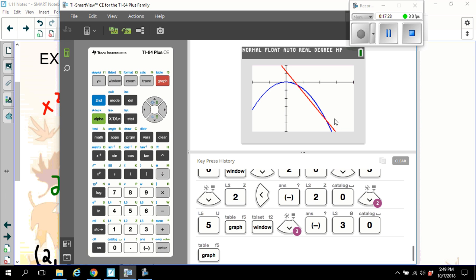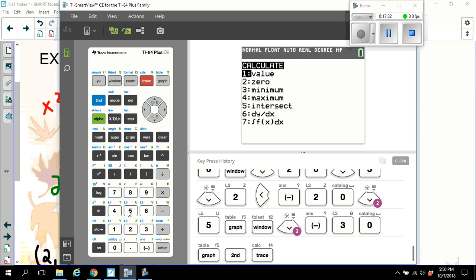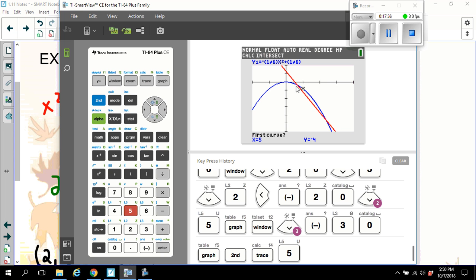So now what I'm going to do is go to second trace and go to number 5 for intersect. So let's go ahead and find the intersection, the uppermost intersection. Make sure your cursor is close enough to it so we can get the best reading. So I press enter because it's already on our first curve. Then I can press enter again because our cursor is now on our second function. And then remember, don't forget, press enter again for your guess.